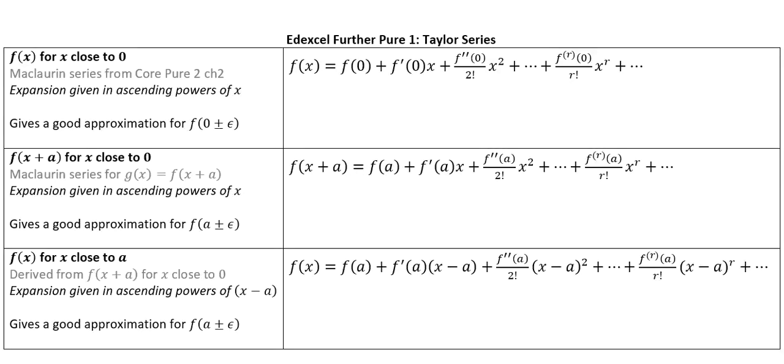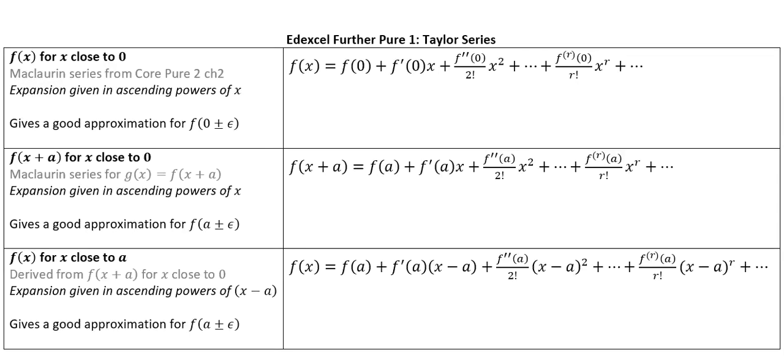When you first encountered Taylor series, you dealt with a very specific type. You dealt with something called the Maclaurin series, and that's from Core Pure 2, Chapter 2. The idea behind that was we can come up with a polynomial, albeit an infinite polynomial potentially, that describes and represents the function that you're interested in, and it gives a good approximation to the function, specifically when you're close to zero, close to the origin.